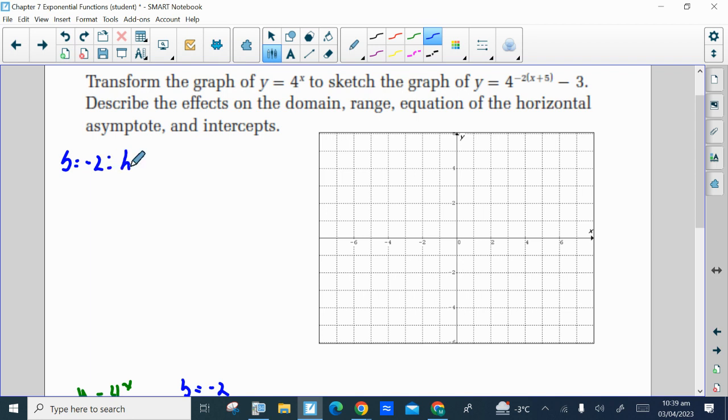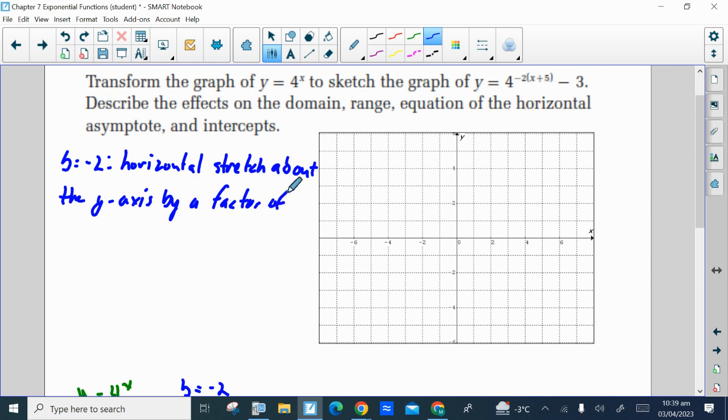B equals negative 2, so that's going to do two transformations. The first being a horizontal stretch, and that is about the y-axis, by a factor of 1/2. Remember, it's always the reciprocal of b, as well as a reflection about the y-axis.